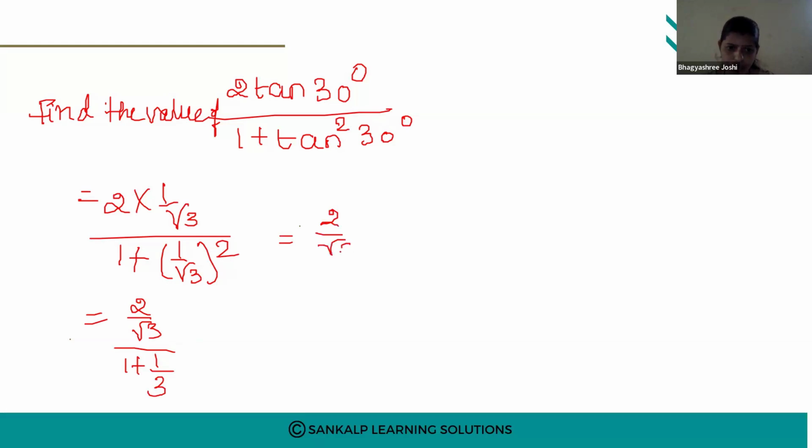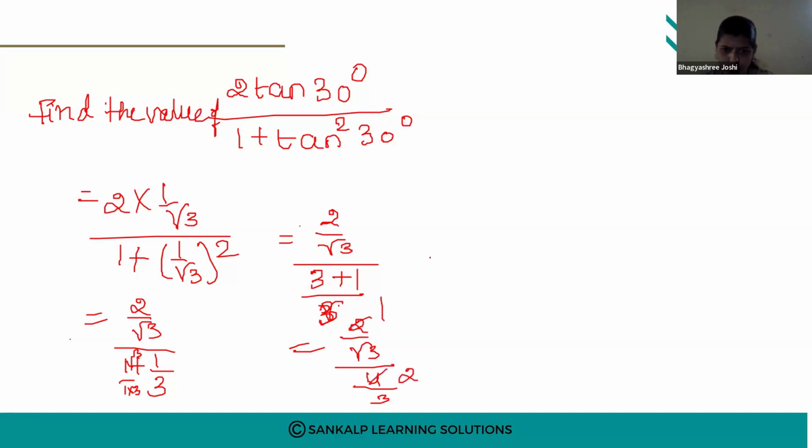2 divided by root 3 divided by 1 plus 1 by 3. Nothing is there means 1. So 1, 3 and 1. Take LCM. LCM is 3. So in order to get 3, I have to multiply 1 into 3. So 3 plus 1 divided by 3, LCM is 3. So 2 divided by root 3 divided by 4 divided by 3.